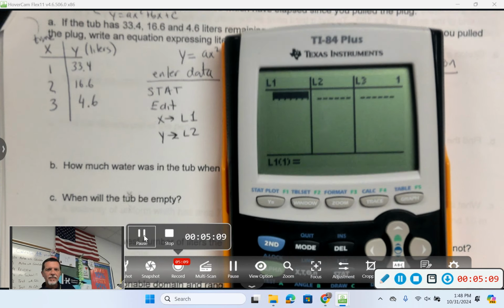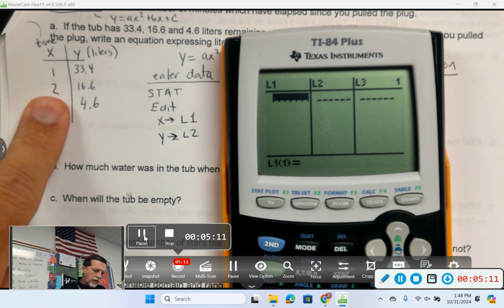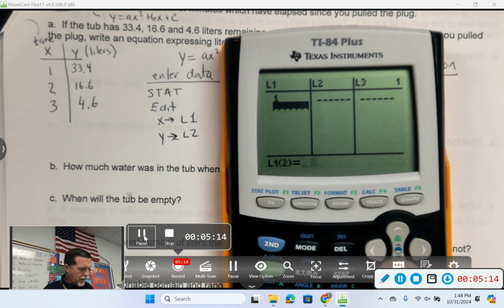So I think it's easy to see, or at least it's easy to keep up with. X's go in the left-hand column for L1. And then the Y's go in for L2.